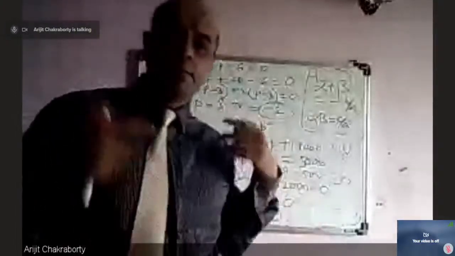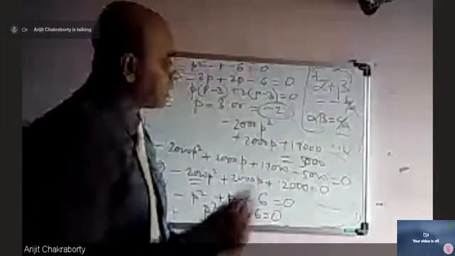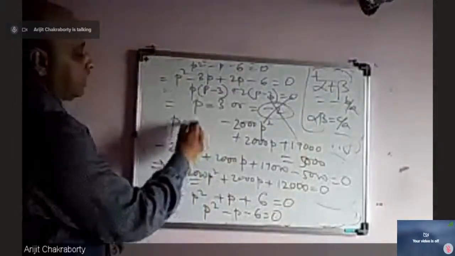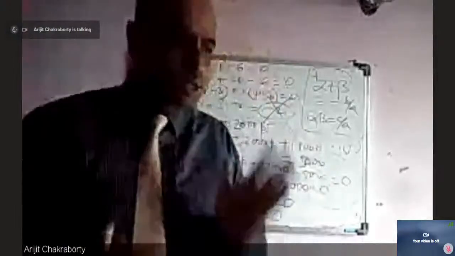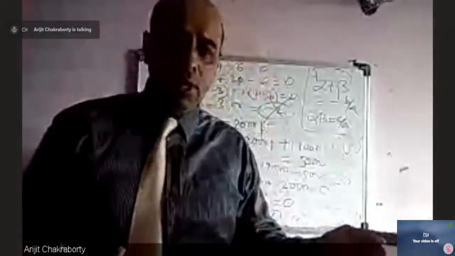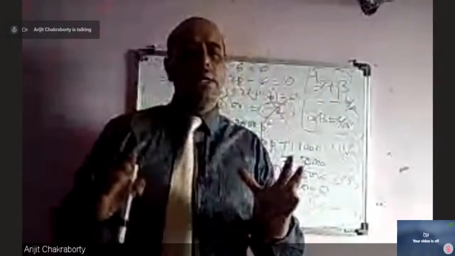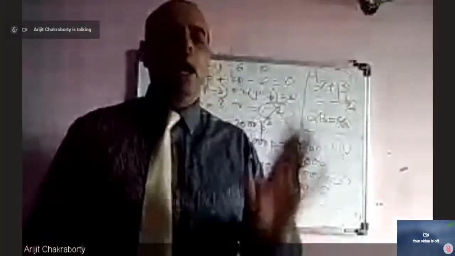Can price ever become minus 2? No. So P equal to minus 2 is not the right answer. The right answer is P equal to 3. So the price is 3 rupees per bottle so that the supply will be equal to the demand, and the entire market demand will be met with the supply and therefore there will be no closing inventory. Right? I hope it's clear.